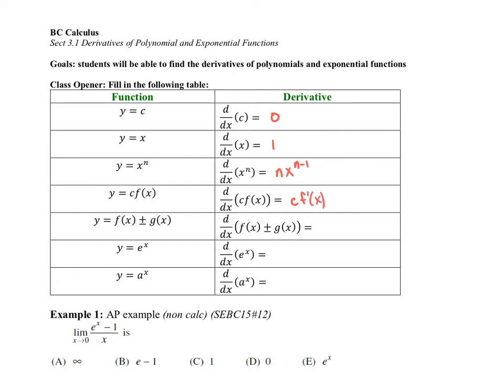If you have the sum or the difference of two functions, you can take the derivative of each function and then just take the sum or the difference, except add a g prime there.